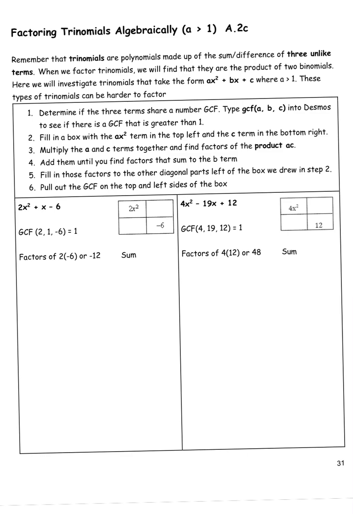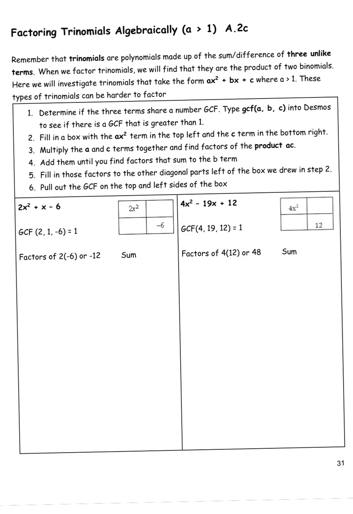For today's lesson, we are going to look at factoring trinomials when a is greater than 1. So remember, trinomials are polynomials made up of the sum and difference of three unlike terms. When we factor trinomials, we find that they are the product of two binomials, hence why we did the topic of multiplying binomials. That's the connection.